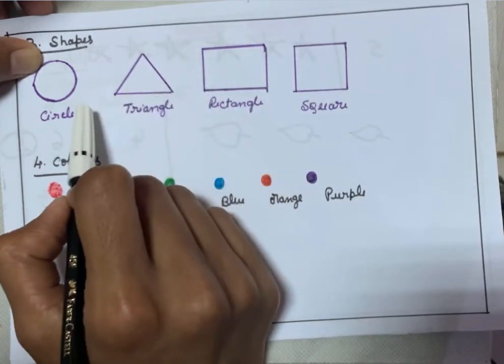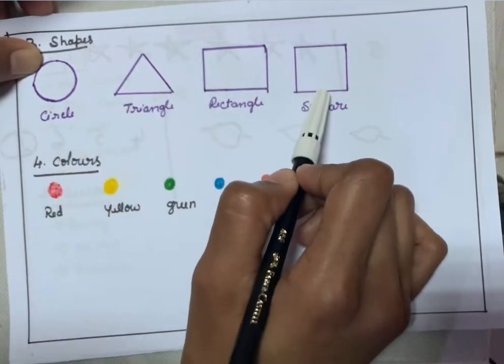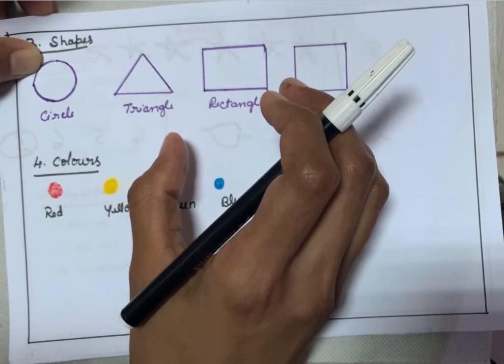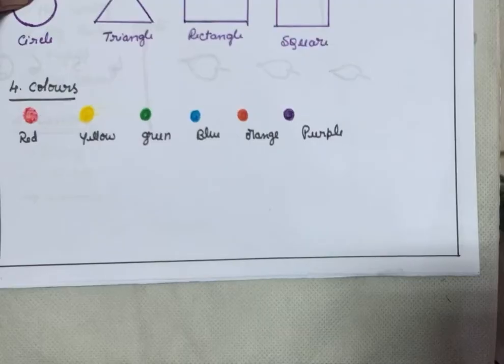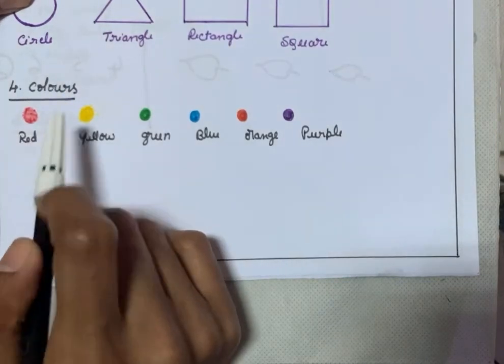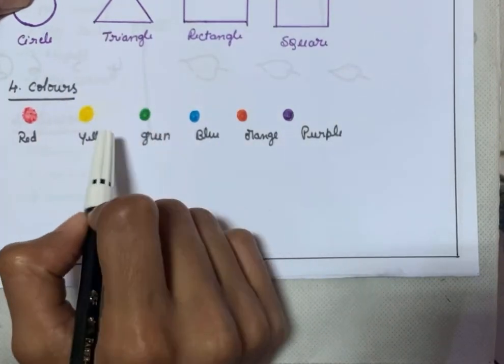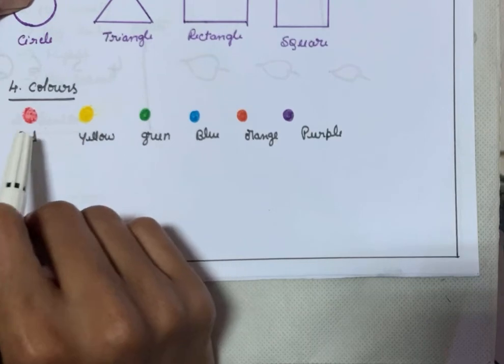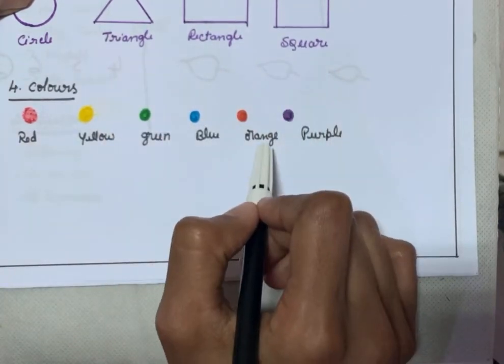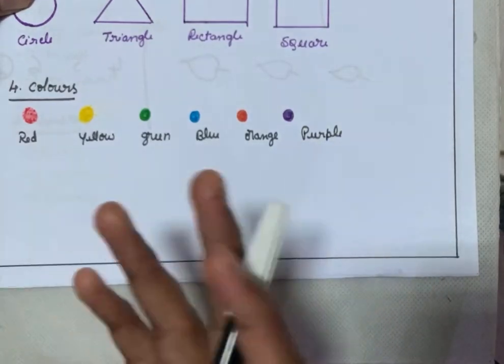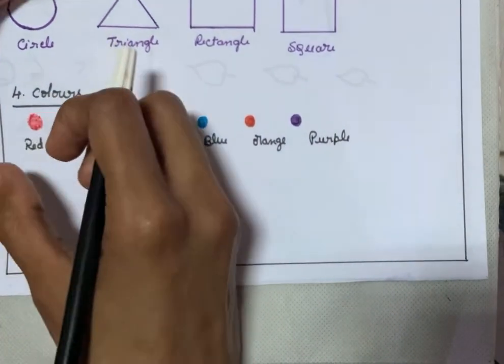So you can teach your kids these 4 shapes with the help of flashcards. Also with the help of pictures you can teach them. Next comes the colors. You can teach any 5 colors or you can teach the basic colors like red, yellow, green, blue and so on, like orange, purple and other colors also you can teach them.